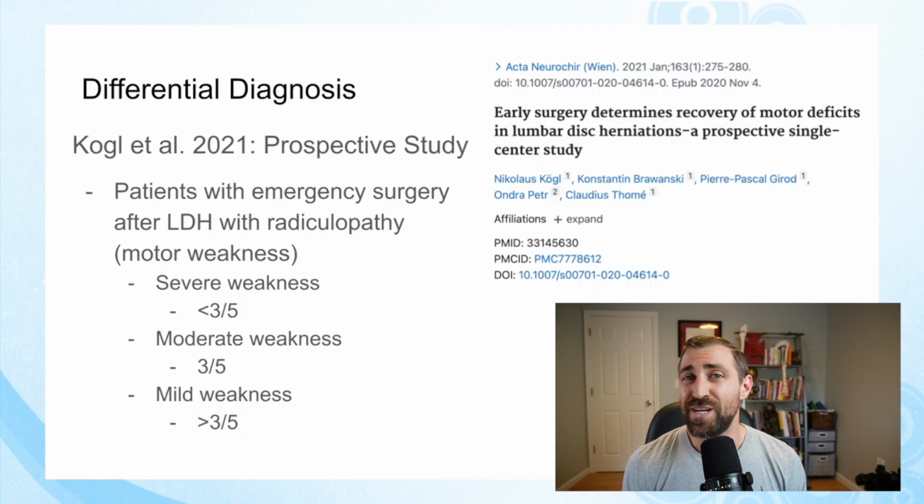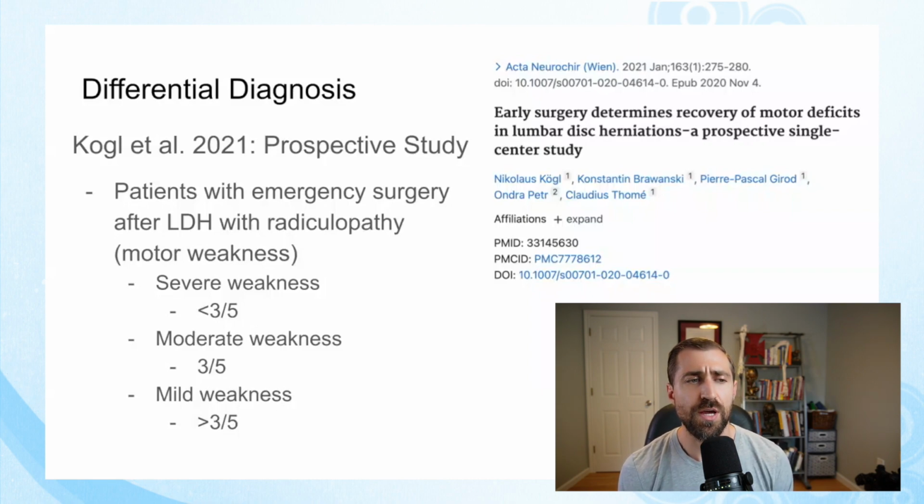So Kogel et al. in 2021 tried to answer the question, do you need emergency surgery if you have myotomal weakness? And does the amount of weakness dictate whether or not you need surgery? So if you have a severe weakness, do you need surgery? But if you have a mild weakness, maybe we don't need surgery, right?